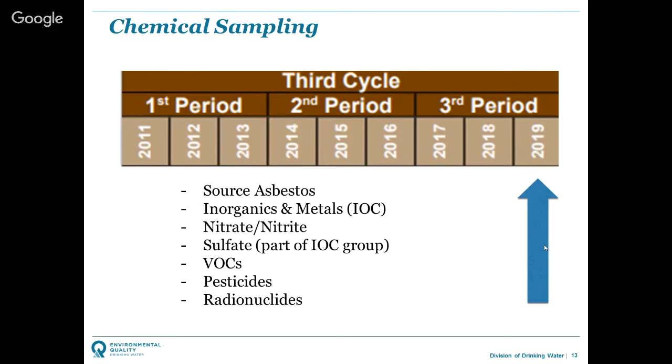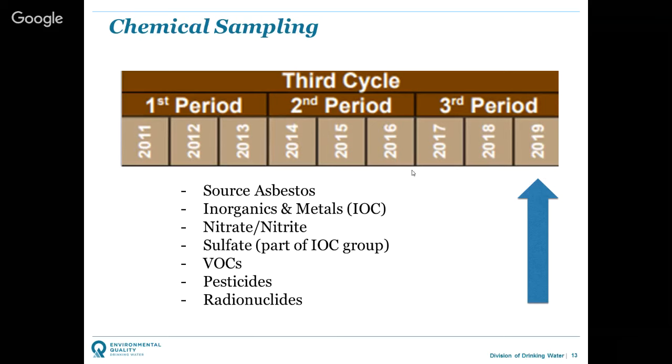So if your well has asbestos, inorganics and metals, nitrate and/or nitrite, sulfate, which is typically part of the inorganics and metals group, VOCs, pesticides, or RADs due either once every 3 years or once every 9 years, check WaterLink, check your monitoring schedule, because the date it's due is going to be December 31st, 2019. If you have taken the sample, then it will show the next compliance period as the next due date.